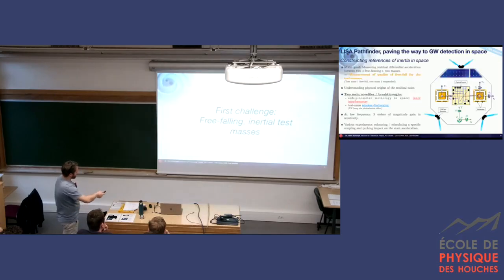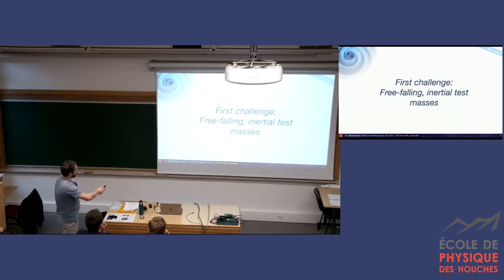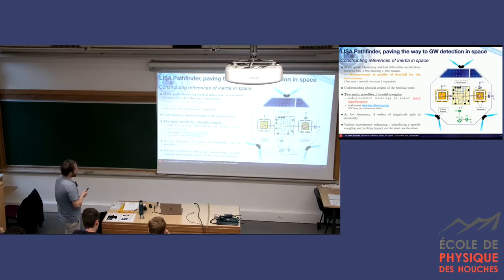The first challenge was to make this test mass free-falling, and that was a dedicated mission led by ESA in order to show that. You basically take one arm of LISA and shrink it into a single spacecraft. The test masses are now separated by a couple of tens of centimeters. Of course, you're not sensitive to gravitational waves because the arm is too short, so the effect of the wave is going to be super small.